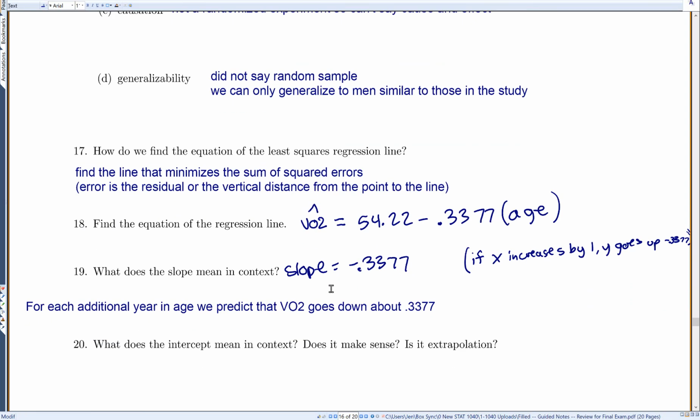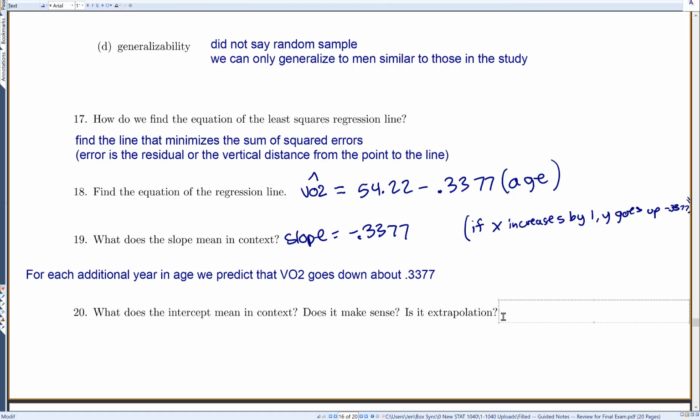Let's see, what does the intercept mean in context? Does it make sense? Is it extrapolation? So the intercept equals 54.22. Okay, now let's see. So that means if x equals 0, y equals 54.22.